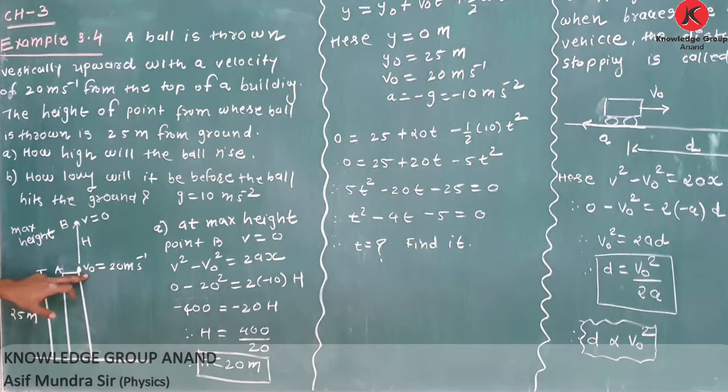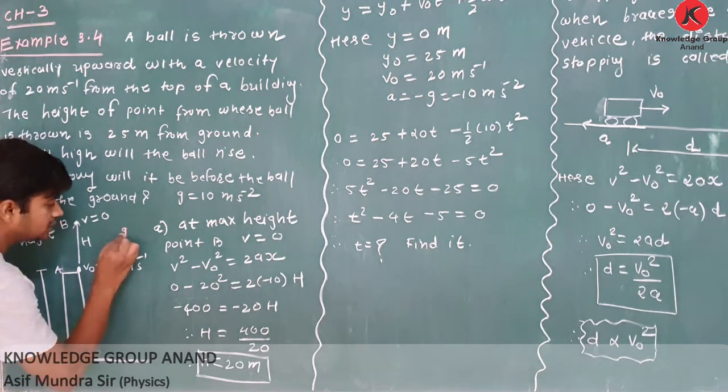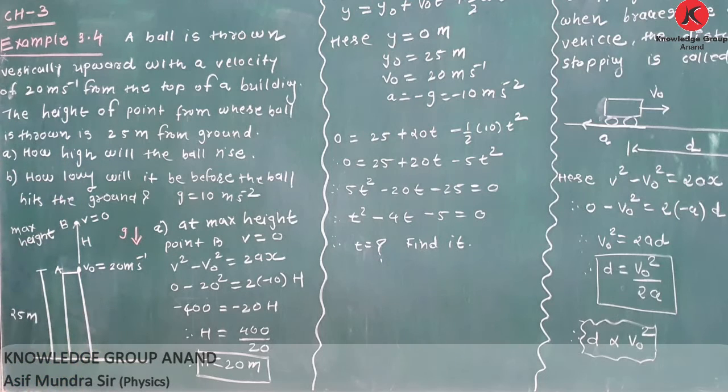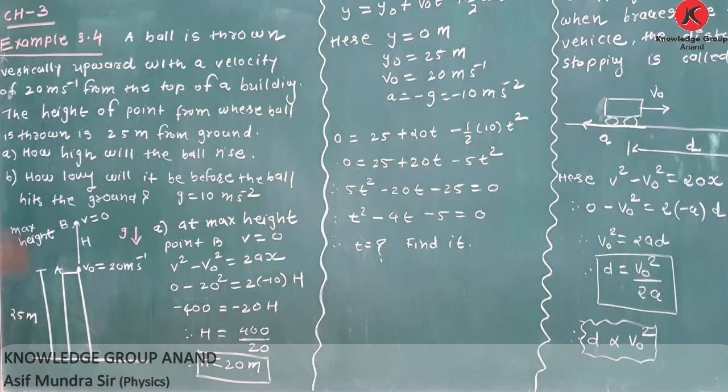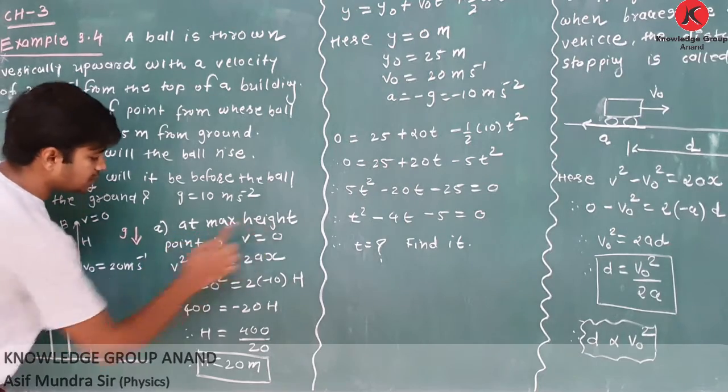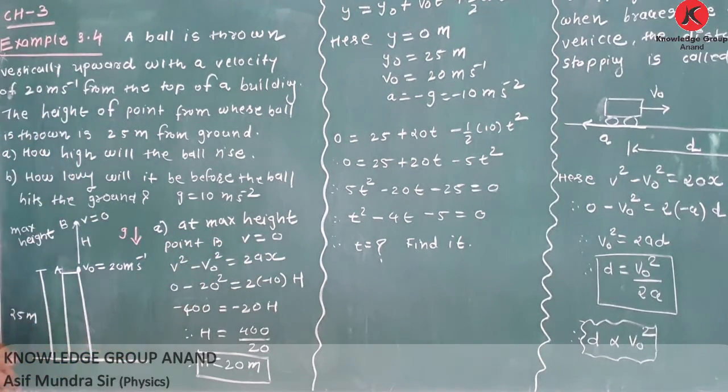Then see, we have initial velocity, final velocity, distance, and we know that gravitational acceleration g is always in the vertically downward direction. So we have initial velocity, final velocity, distance and acceleration. From this data you have to find what the maximum height is. At maximum height at point B, we know that velocity is 0. Which equation do you have to use? v square minus v0 square is equal to 2ax.